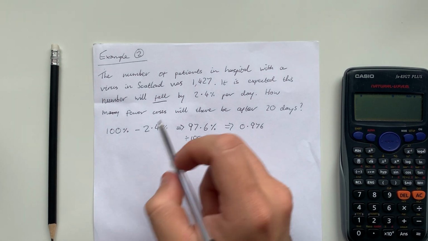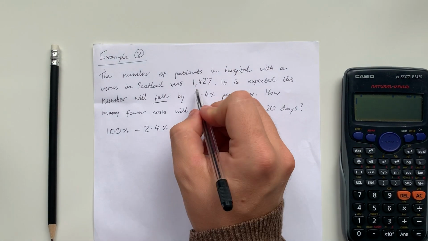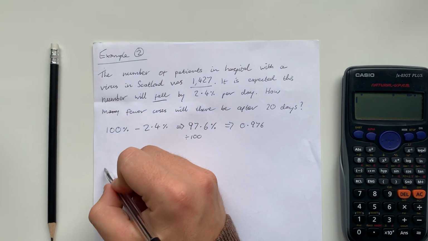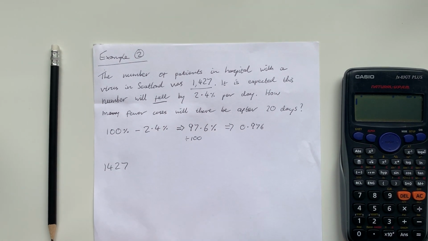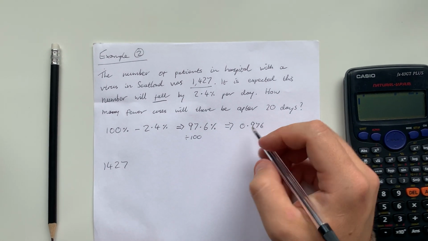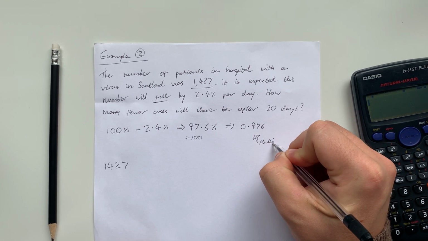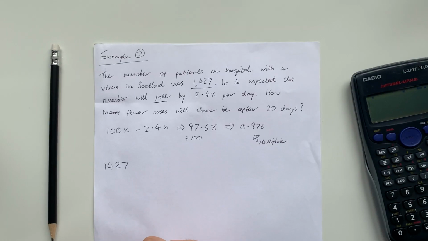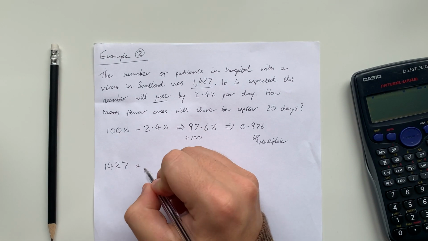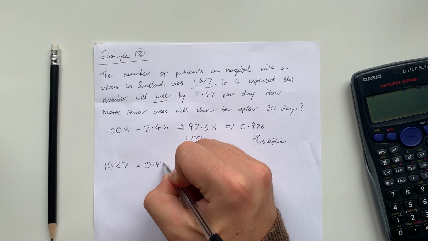In the last example, we started with our £2,000. Here, we're going to start with our 1,427 patients. This is our multiplier, remember, our multiplier. So we're going to multiply by that number, 0.976.